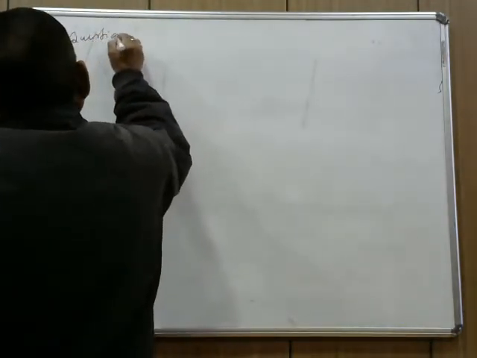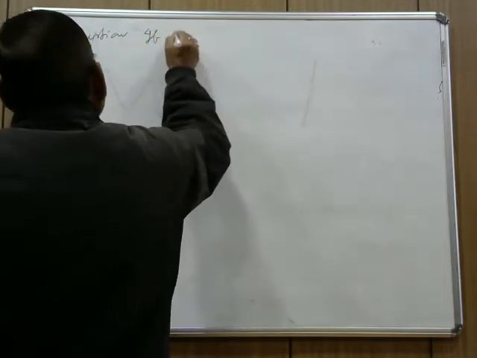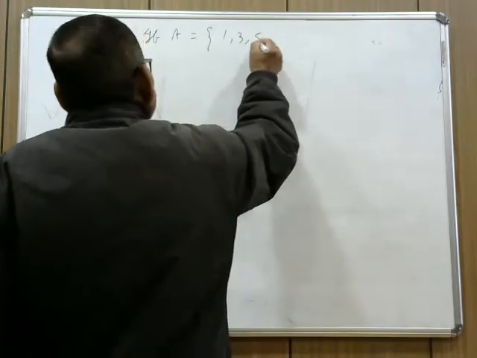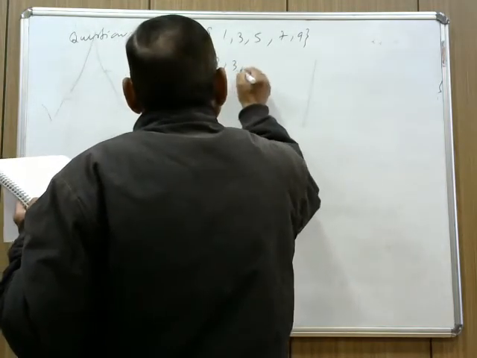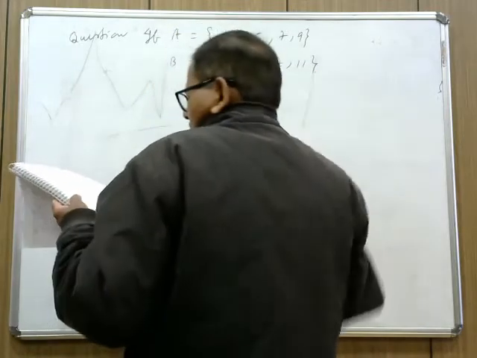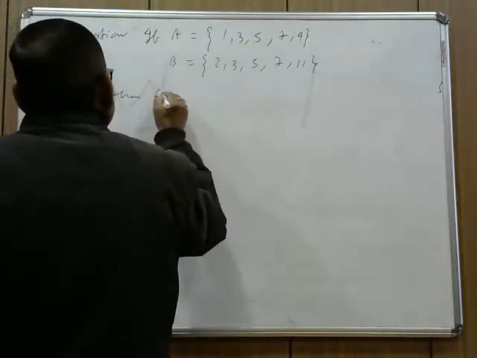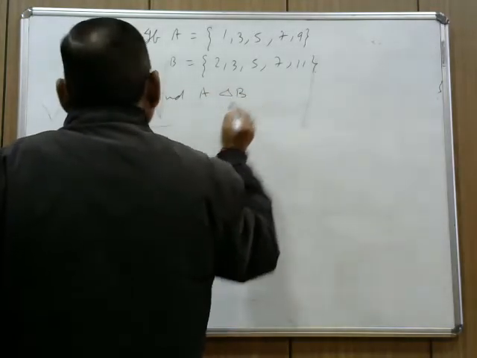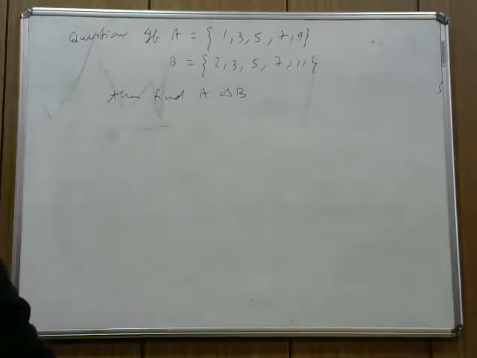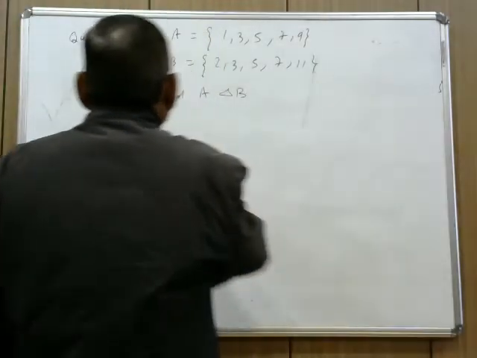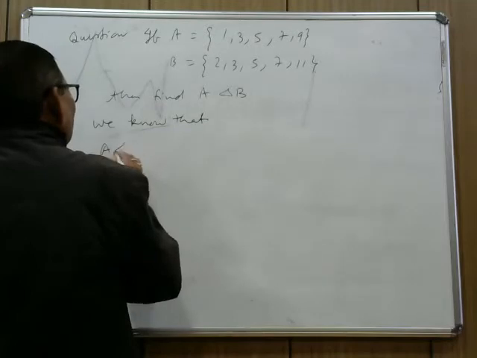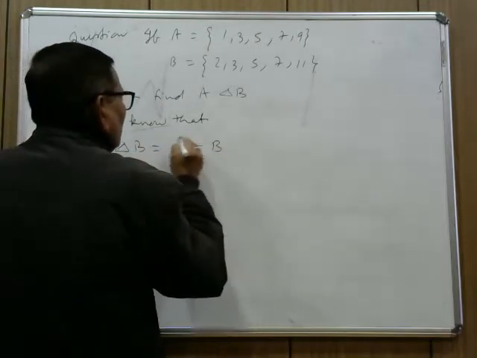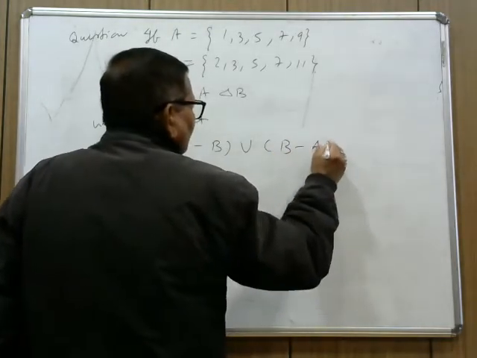Question. If set A equals {1, 3, 5, 7, 9} and set B equals {2, 3, 5, 7, 11}, then find A symmetric difference B. As you know, A symmetric difference B is equal to (A minus B) union (B minus A).